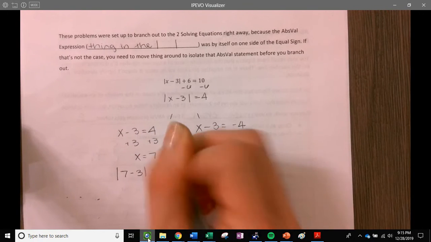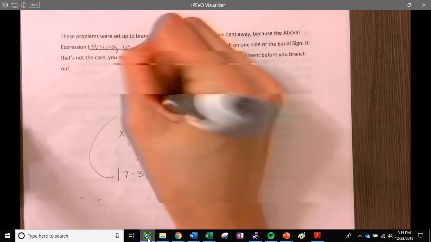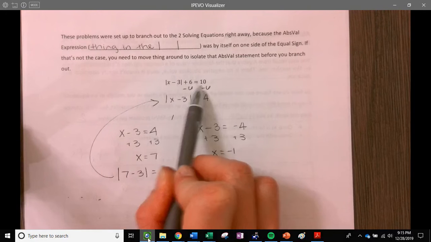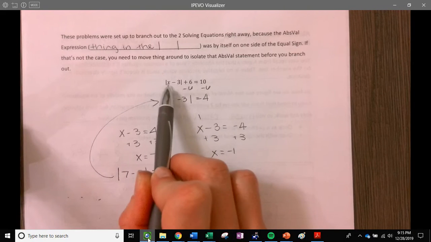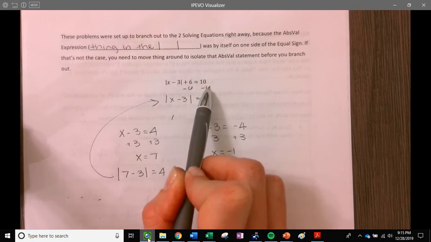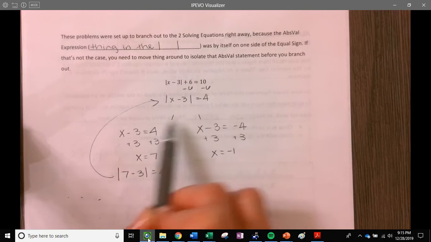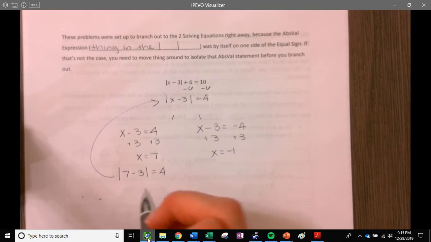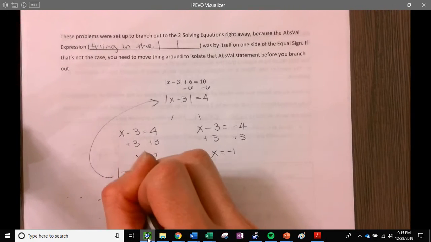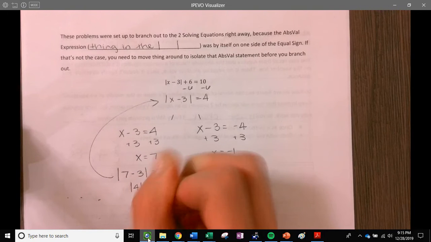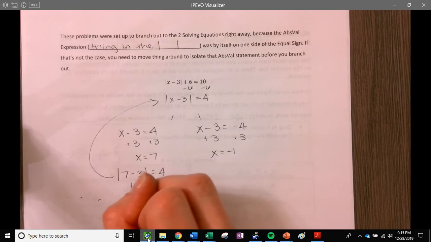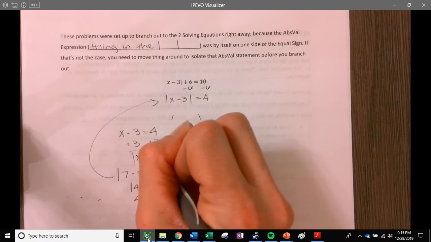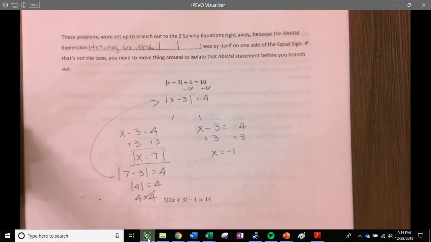equals 4. Just shortcut yourself when you plug back in to the isolated version of the equation. You don't have to do all this work up here, the absolute value of x minus 3 plus 6 equals 10, because all you're going to do is move it over anyways. So you might as well just plug it into your condensed and simplified version. 7 minus 3 equals 4. This is the absolute value of 4 equals 4. 4 is the only number inside the bracket, so we can drop. 4 equals 4, that is correct. X equals 7 must be a correct solution.